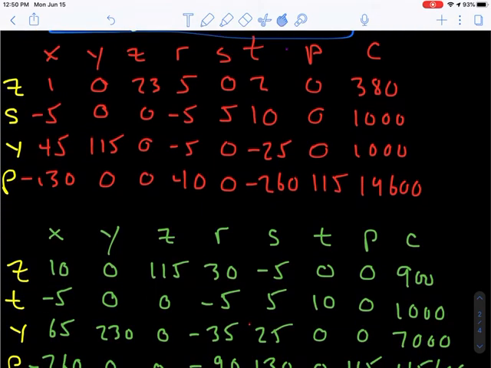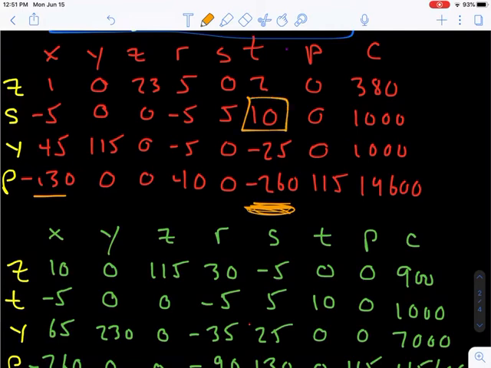And so, are we done? And the answer is, of course, no, we are not done, because we have negatives in the bottom row. So we do the process over again. We look for the most negative number, which in this case is the negative 260, so that becomes my pivot column. And so it has to be a positive number, so it's either the 2 or the 10. 380 divided by 2 or 1,000 divided by 10. So it looks like 10 is going to be my pivot.